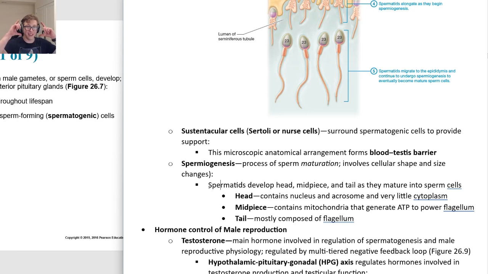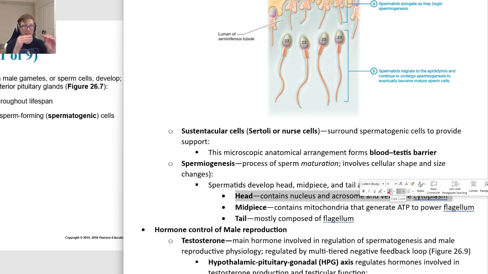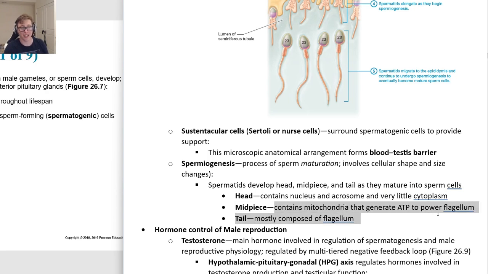Spermatids develop a head, a midpiece, and a tail as they become sperm cells. The head contains the nucleus, acrosome, and very little cytoplasm. This is going to be the thing that has those 23 chromosomes, and it's essentially the most important part. The midpiece contains mitochondria that generate ATP to power the flagellum, and the tail is mostly the flagellum. So if we think about it, the head is essentially just a nucleus full of DNA searching for that other gamete, that female gamete, so that they can fertilize and produce a zygote.